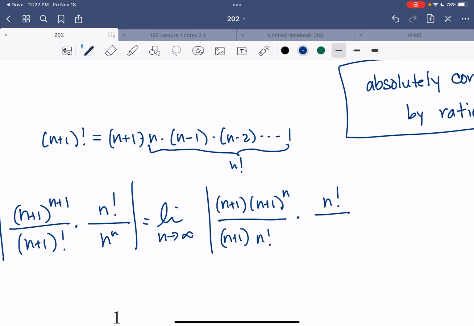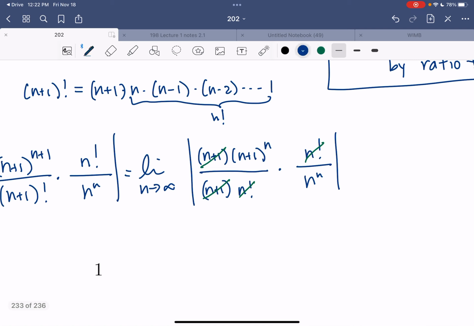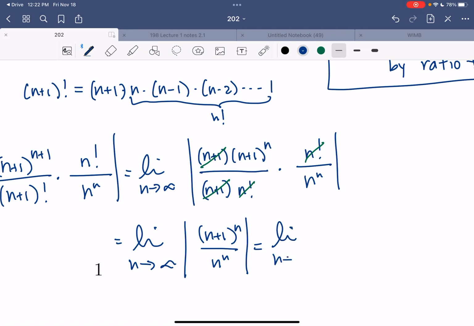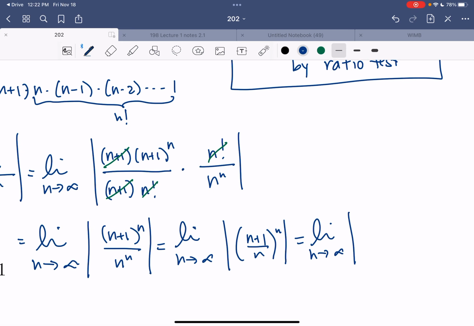And then I've got n factorial and n to the n. And now you can see that some stuff cancels. So first of all, there's an n plus 1 that cancels, and there's an n factorial that cancels. And that leaves us with the limit as n goes to infinity of n plus 1 to the n over n to the n. And this is the limit as n goes to infinity of n plus 1 over n to the n. And if I divide through, this is the limit as n goes to infinity of 1 plus 1 over n to the nth power.